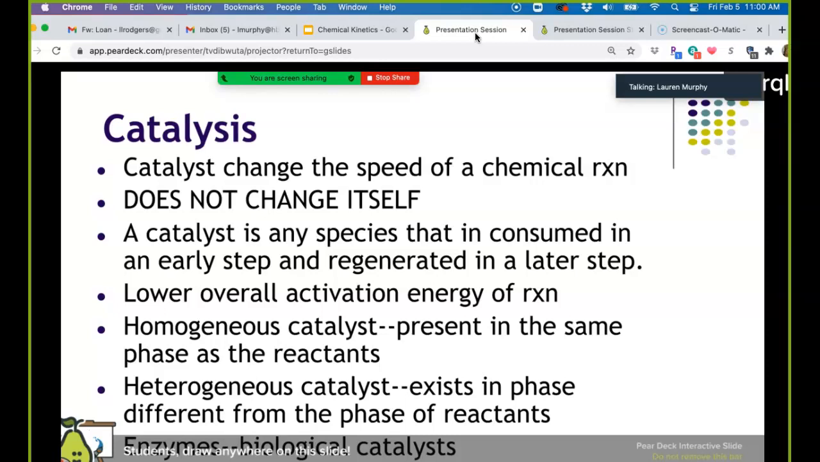Now in this class, we have different kinds of catalysts, and they're not supposed to be confusing. I don't know why this is always confusing for kids. A homogeneous catalyst is a catalyst that's the same exact state of matter as its reactants. A heterogeneous catalyst is a catalyst that's a different state of matter than its reactants.